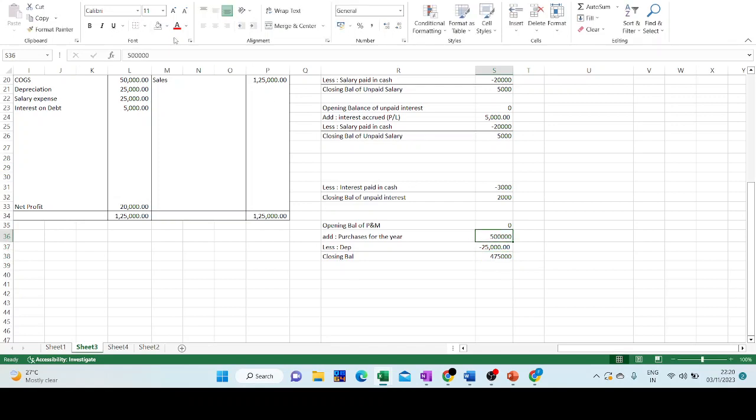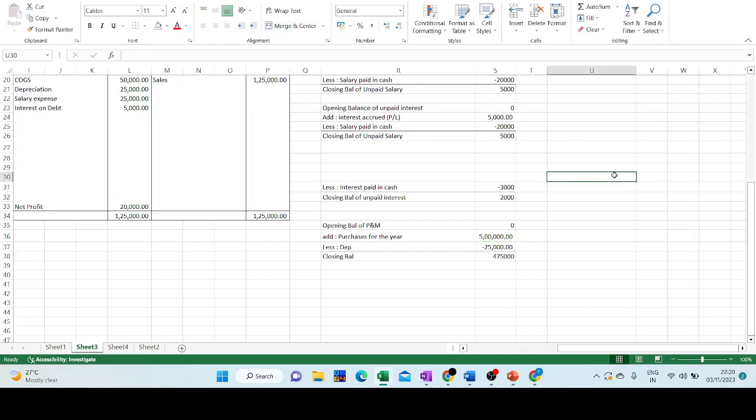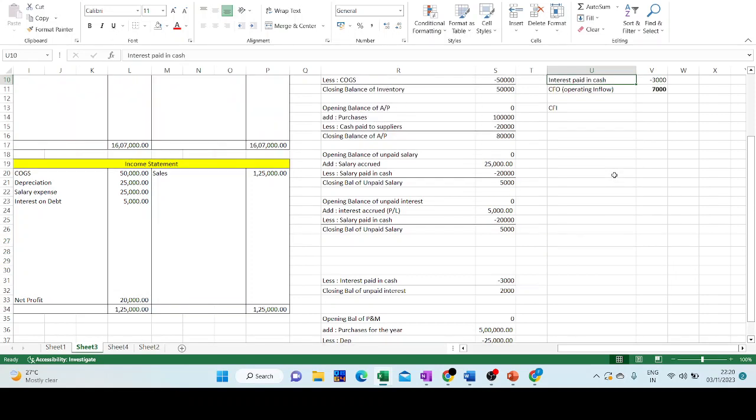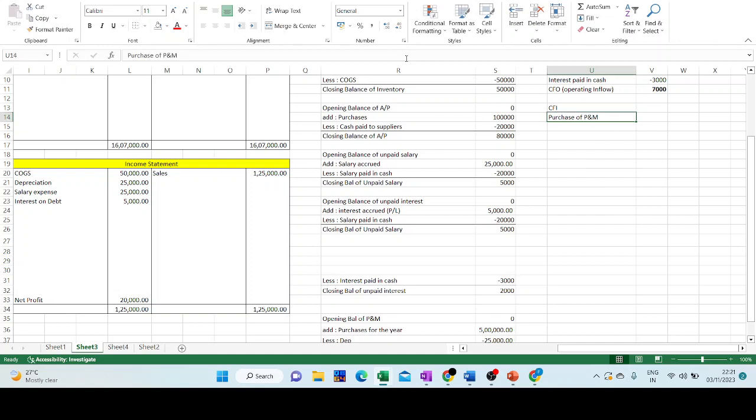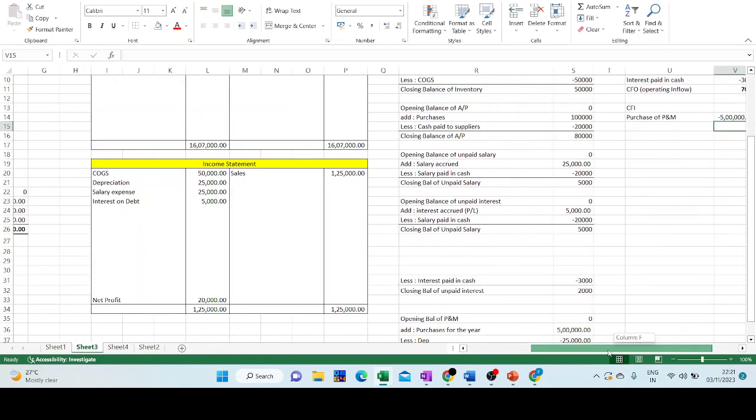5 lakh minus depreciation is the closing balance of plant and machinery. Yes. So my CFI is going to be minus 5 lakh, right? Guys, are we good here? Anyone having any doubt? No, sir. And guys, then you can calculate the financing cash flow in a similar manner. Are we good, guys? So we've seen two ways.